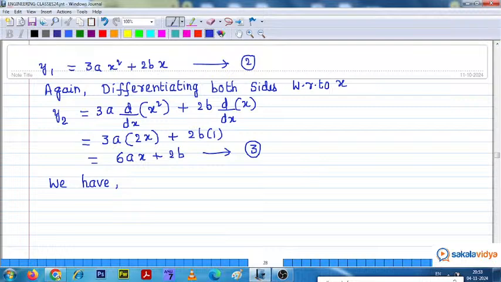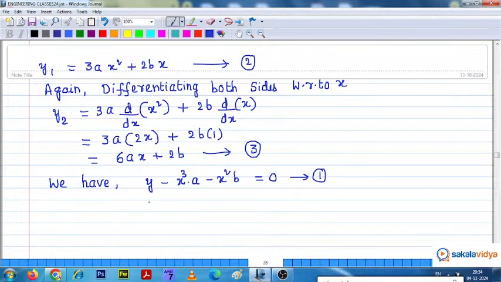First equation is y is equal to ax cube plus bx square, which can be written like this: y minus x cube times a minus x square times b equal to 0. This is equation 1.